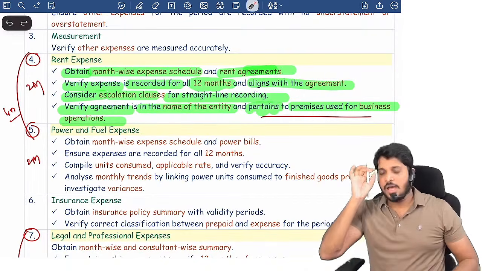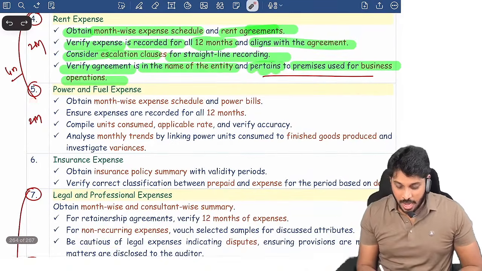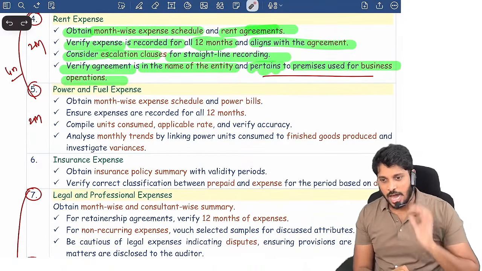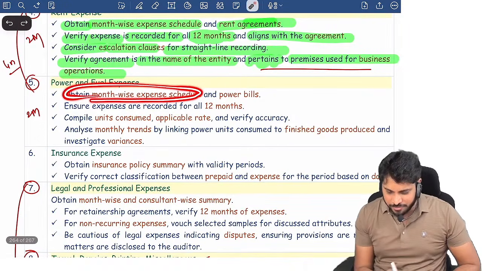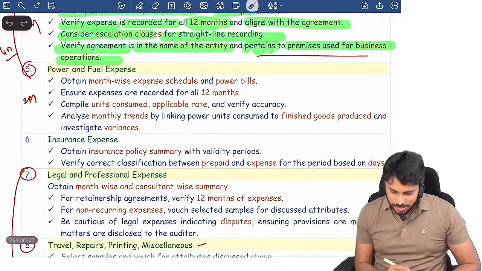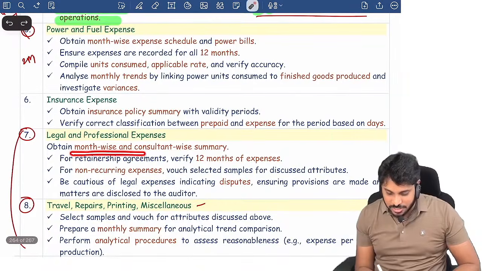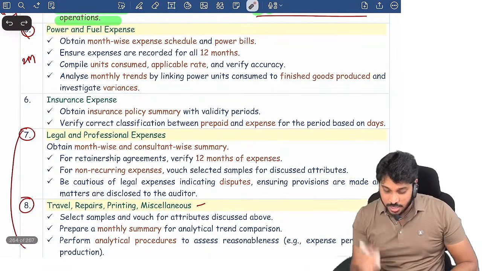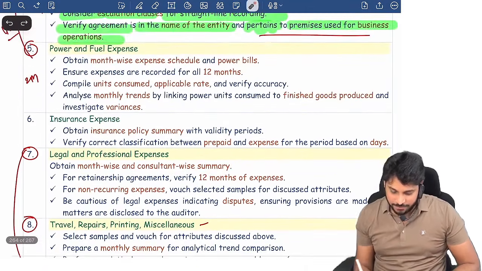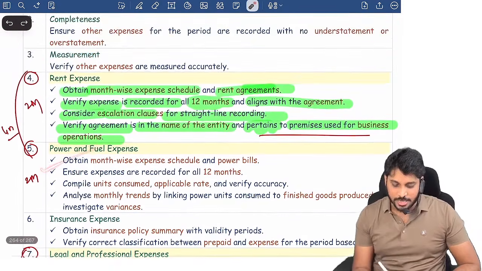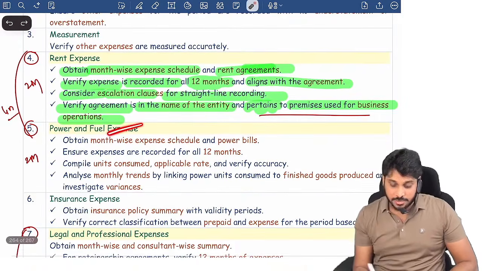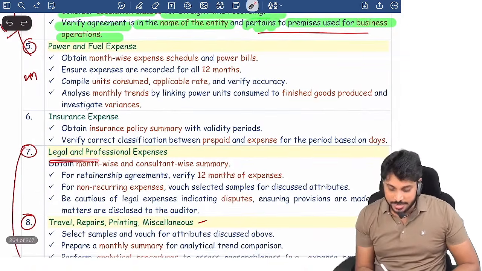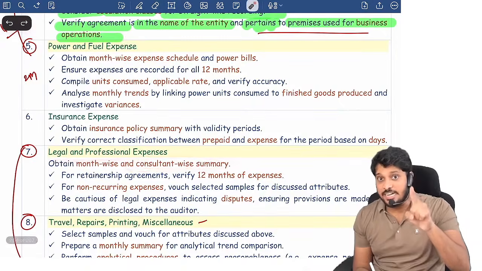That's it. Then another point, how to audit power and fuel. Very simple. Get again the month-wise schedule and power bills. Here, for legal and professional fee, it is a month-wise and consultant-wise summary. Everywhere month-wise is the common point. In all these 3 cases, obtain a month-wise summary. In case of rent, the agreement. In case of fuel expenses, get the power bill. In case of legal and professional, a consultant-wise summary.